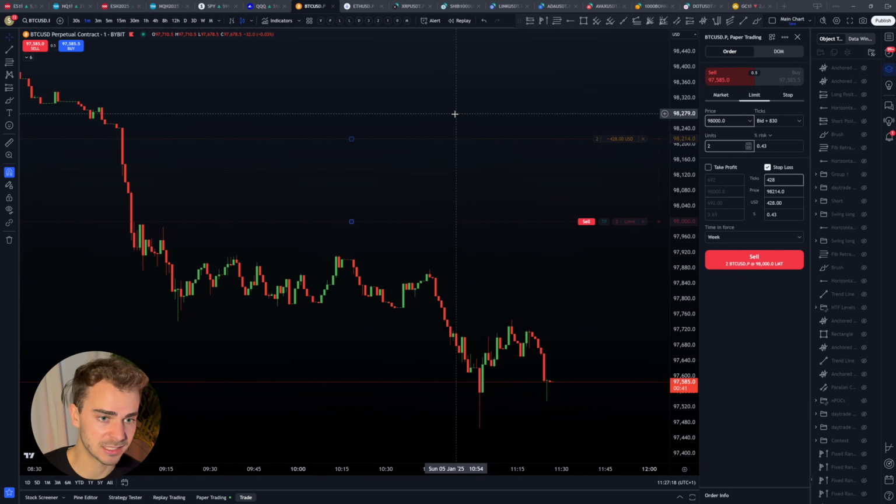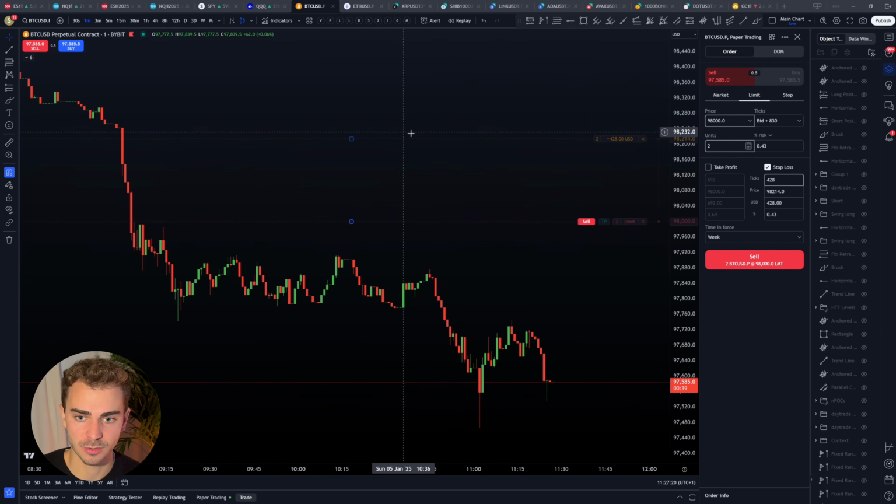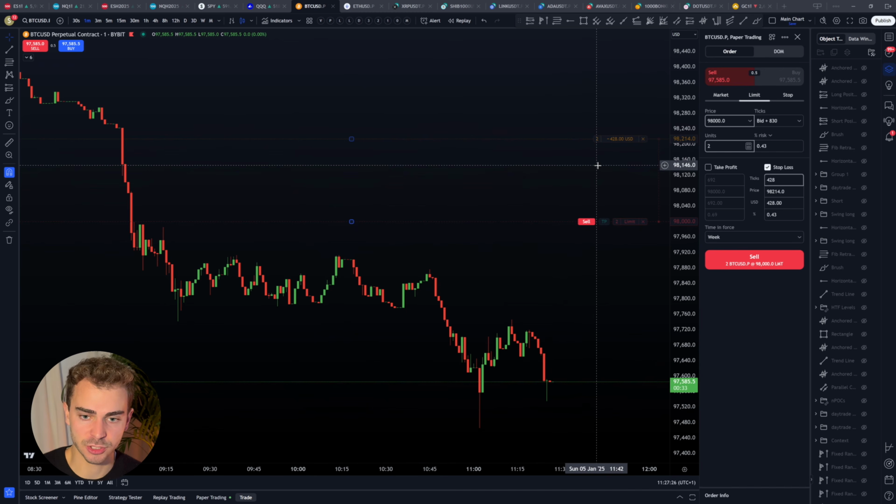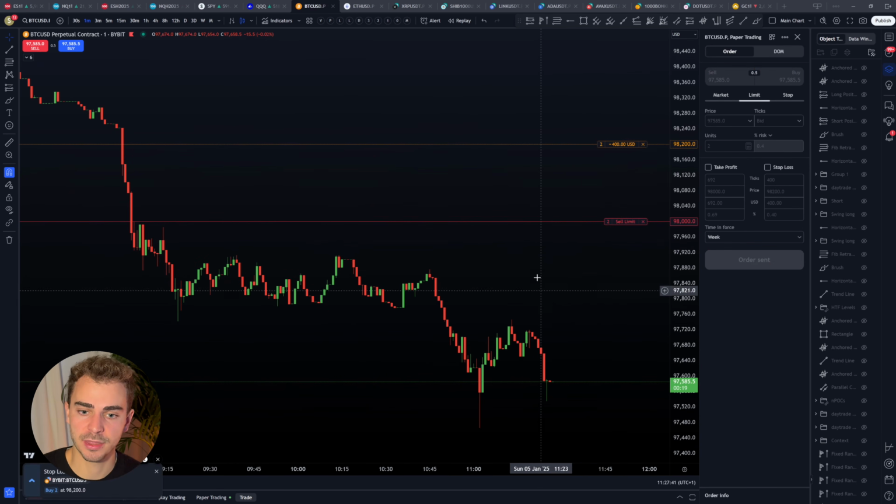So let's just say, this is just an example, right? So I would not place this trade right here, so it's not an actual trade, just to show the execution. Let's use 98,200 as the stop loss, so that will give me a $400 risk, and I can now set this limit order.